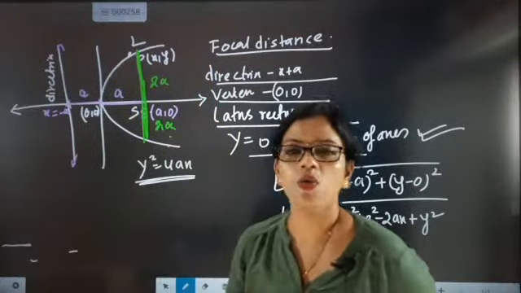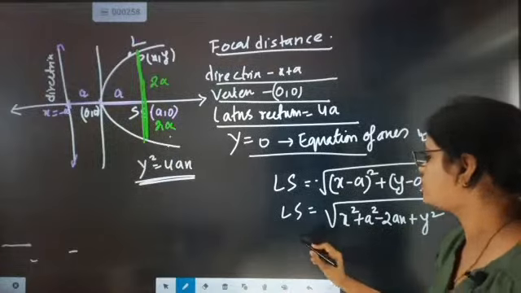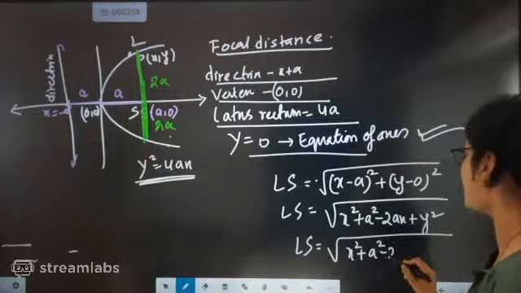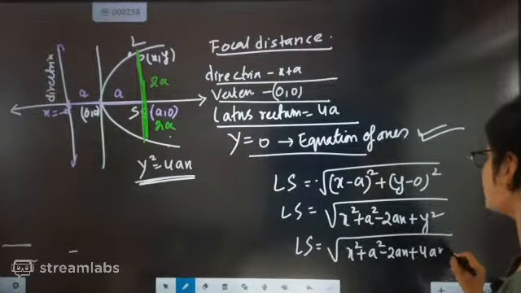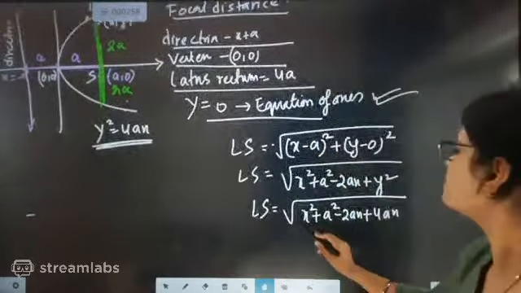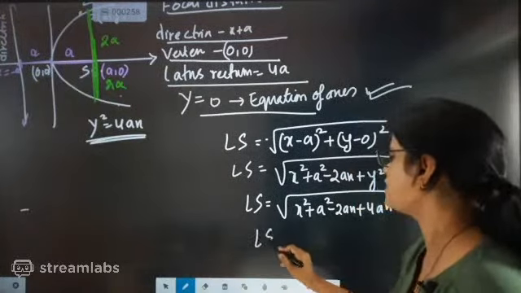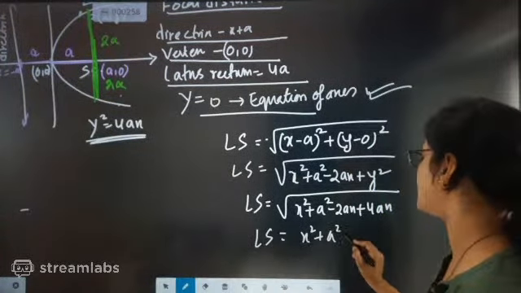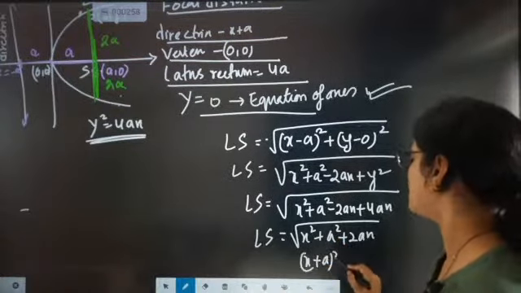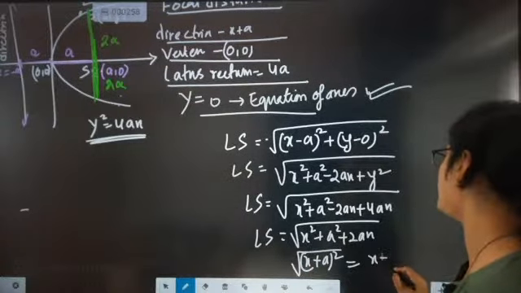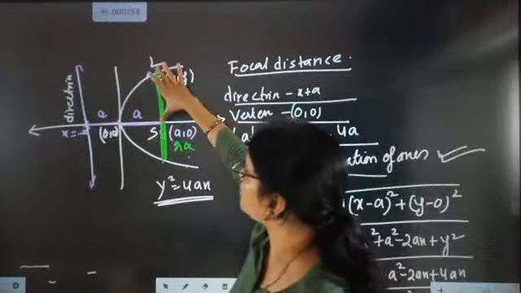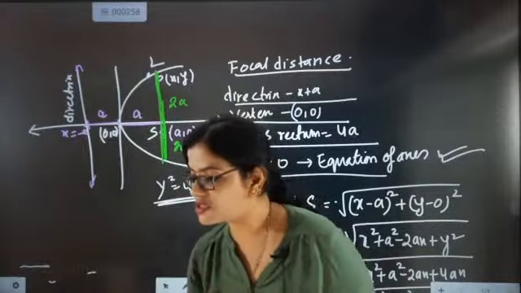Now what is the equation of this parabola? The equation of the parabola is y square equal to 4ax. Just substitute this one. So LS will be equal to root of x square plus a square minus 2ax plus 4ax. Instead of y square I am going to write 4ax, since I have written 4ax there. So minus 2ax plus 4ax gives LS equal to root of x square plus a square plus 2ax. So it is exactly going to be x plus a whole square. So the root of x plus a whole square will become x plus a.